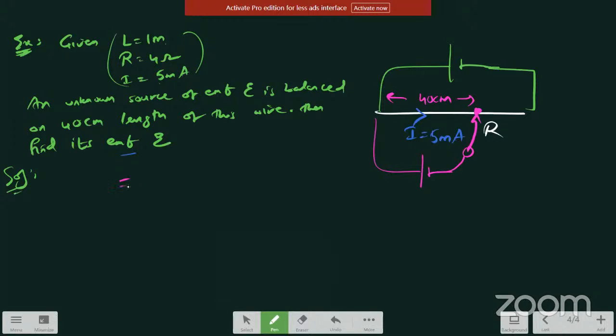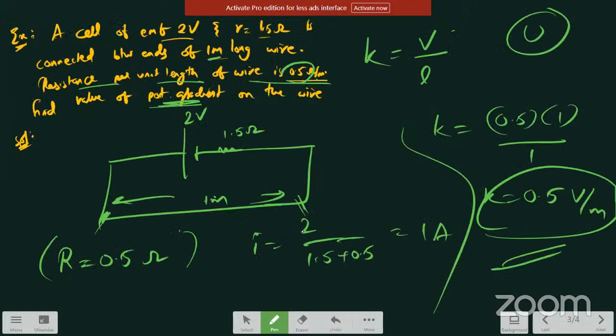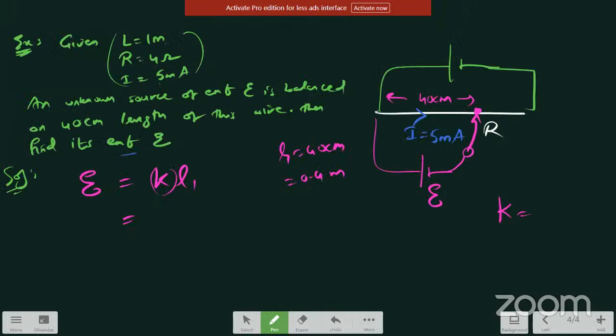Listen carefully. We know EMF E is equal to K into L1. Here the balancing length is 40 centimeter, it is given to you. Let us say it is 0.4 meters in SI units. And what about the potential gradient? In the last question we have done potential gradient. So what will you get as the potential gradient here? Very simple. Everyone please comment what is the value of potential gradient here.